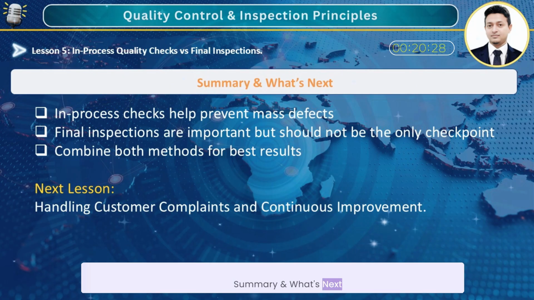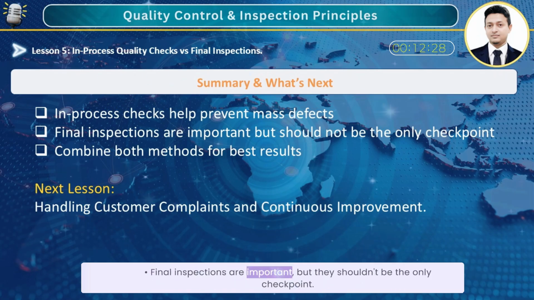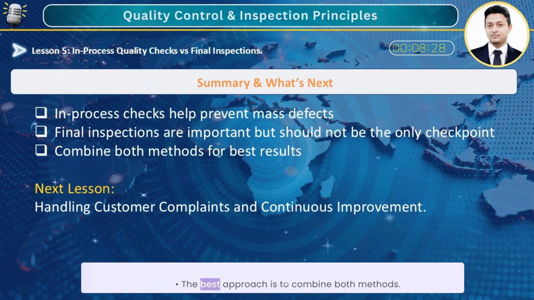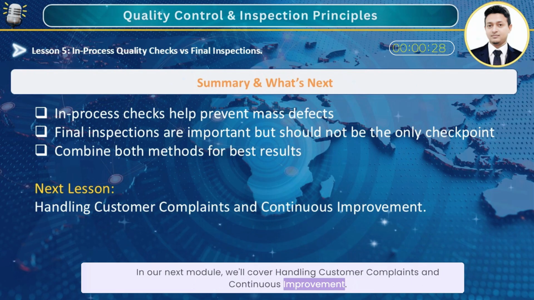Summary and what's next. To summarize, in-process checks are critical for preventing mass defects. Final inspections are important, but they shouldn't be the only checkpoint. The best approach is to combine both methods. In our next module, we'll cover handling customer complaints and continuous improvement.